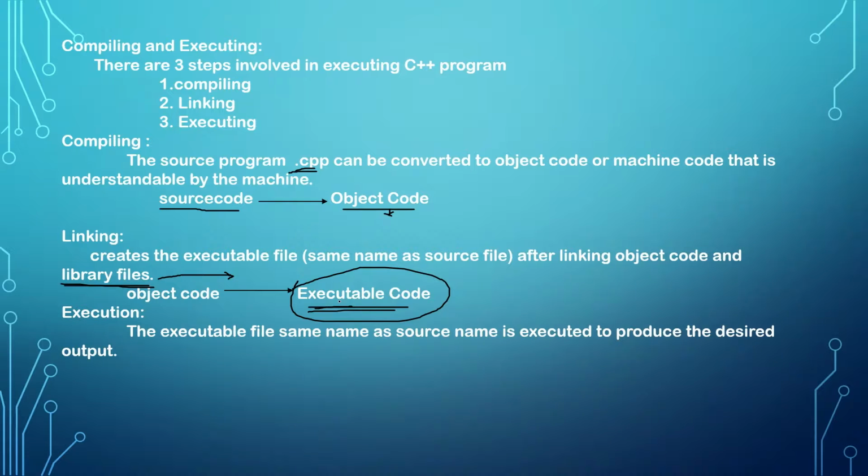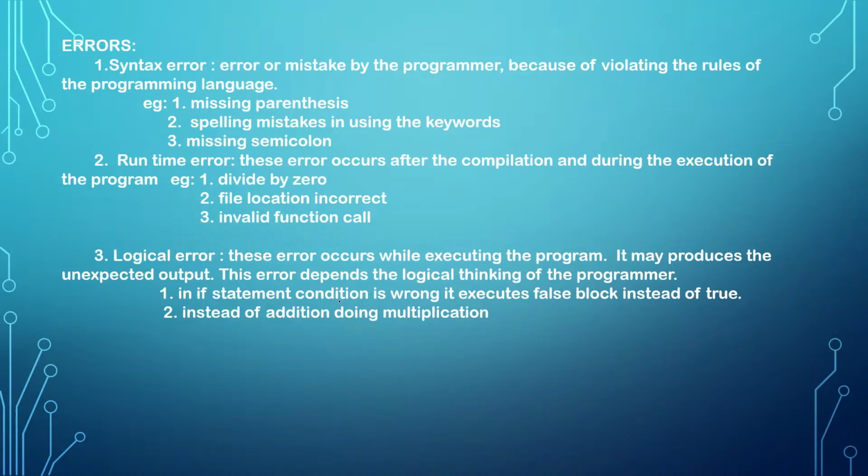Now let us see the types of errors involved in the program. First is syntax error. This error is made by the programmer through missing parentheses, spelling mistakes, keyword mismatch, missing semicolon. All those types of errors are syntax errors. The compiler will not create any object code if there is any syntax error.